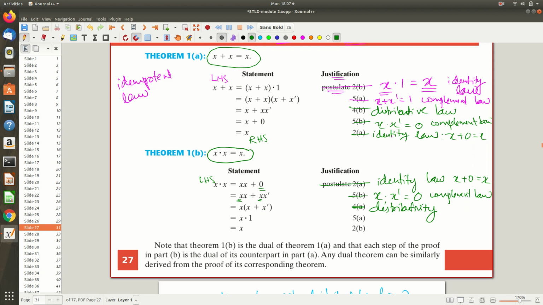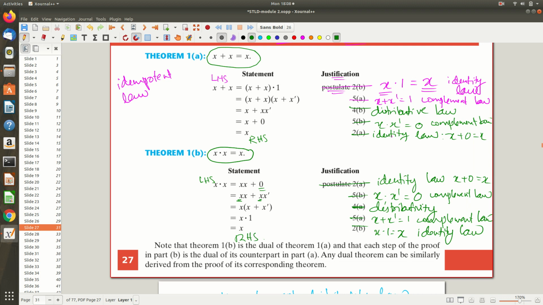Now x plus x dash is equal to 1, the same thing. It's a dual, so that is also the complement law. And now again x dot 1, what is x dot 1? It is x. What is this? Identity law. So using that I am able to reach the right answer.